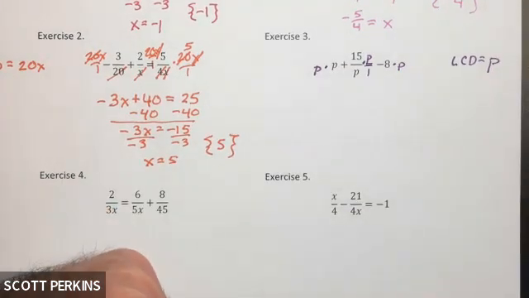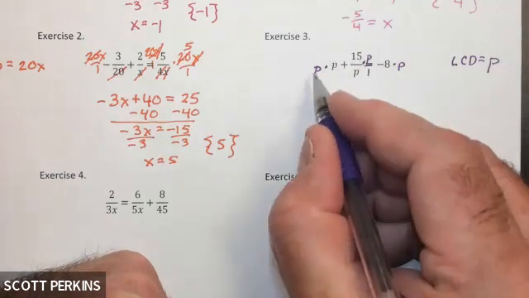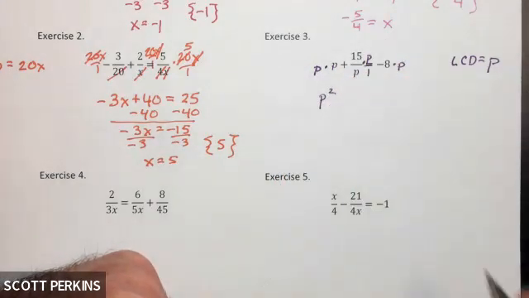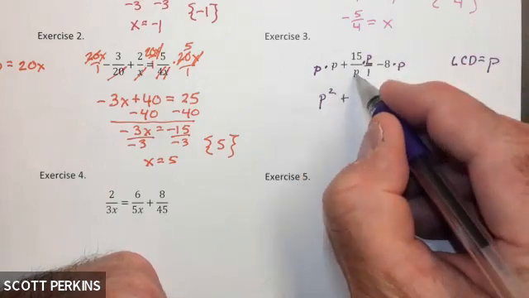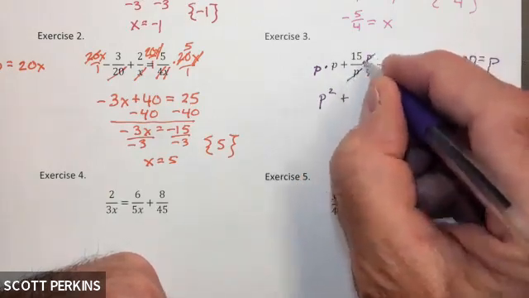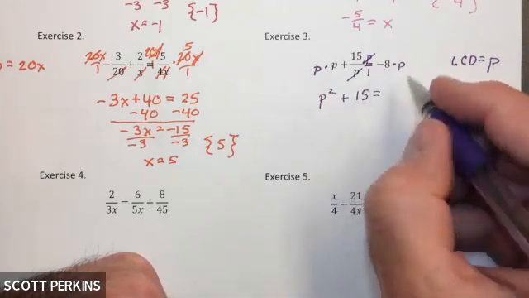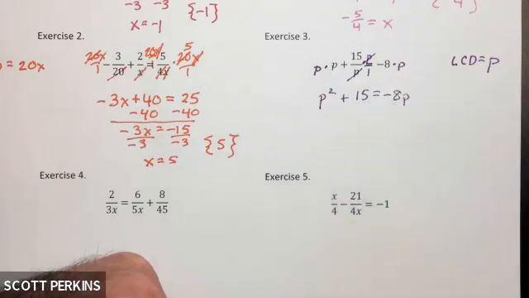All right, so I'm going to multiply each of my terms by p. So the first one, p times p is p squared. There's my quadratic. Plus 15 over p times p over 1. Here the p's cancel, and I have 15. And then on the other side, negative 8 times p is negative 8p.